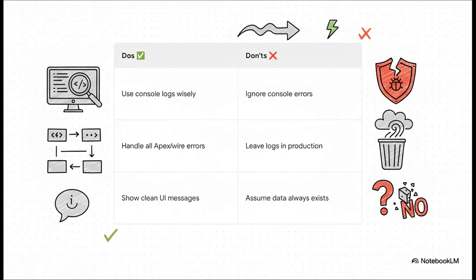Okay, so let's wrap this all up with the official detective's code. These are the rules to live by. First, the do's. Do use console logs to investigate, but always remember to remove them before you go to production. Do handle every single potential error from Apex and Wire, and do show clean, user-friendly messages when something goes wrong. Now the don'ts. Don't just ignore errors you see in the console. Don't leave your messy log files in production code, and, as we saw in our first case, never ever just assume that the data you're expecting is going to be there.